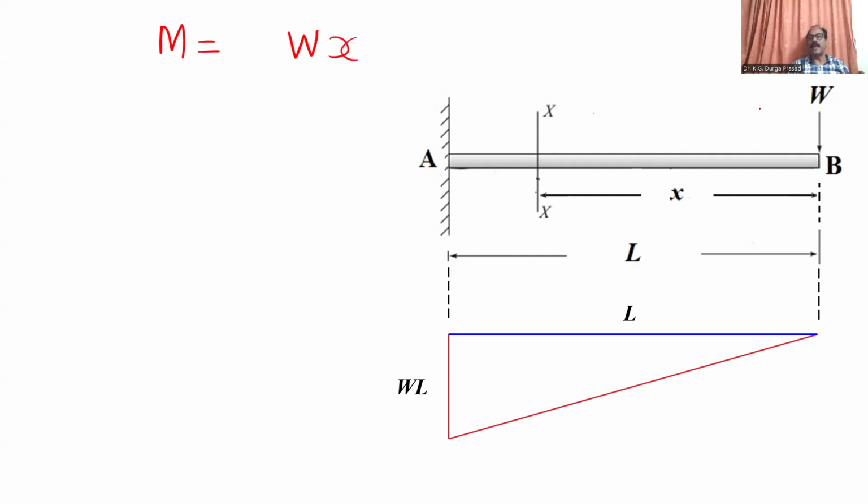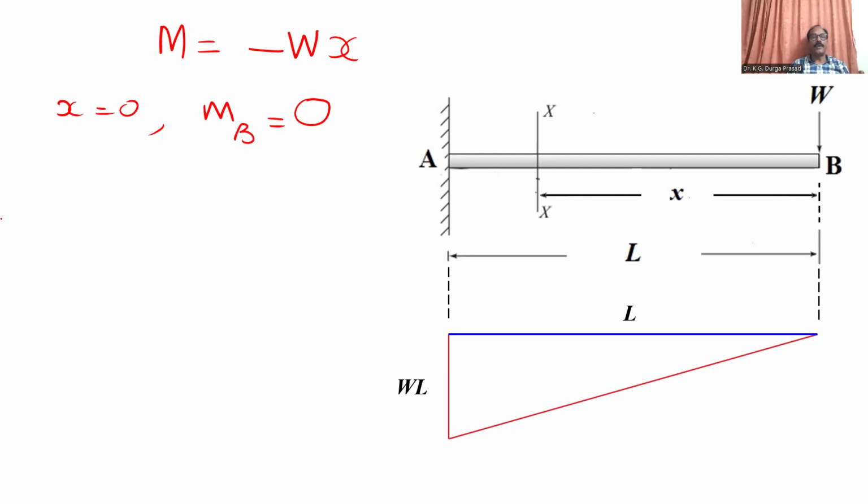Here this load produces a clockwise moment with respect to the section. Therefore, according to the sign convention, put minus. So M equal to minus Wx. I hope you understand. Now, I want to find the bending moment at point B. That means how much value can I put for x? Put x equal to 0, and you get the bending moment at point B. So substitute minus W into x equal to 0. What is the bending moment at point B? 0.